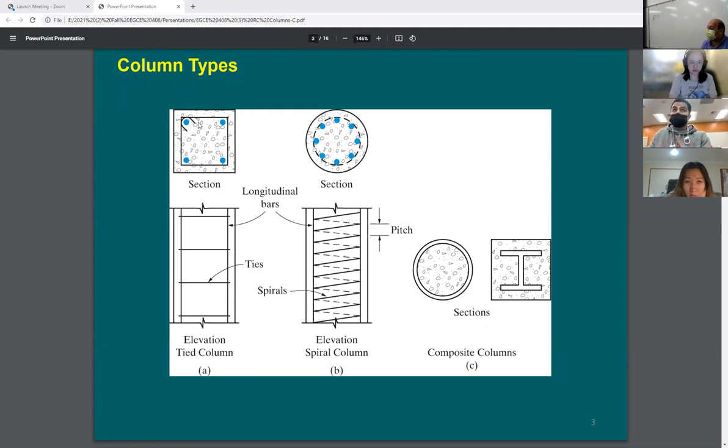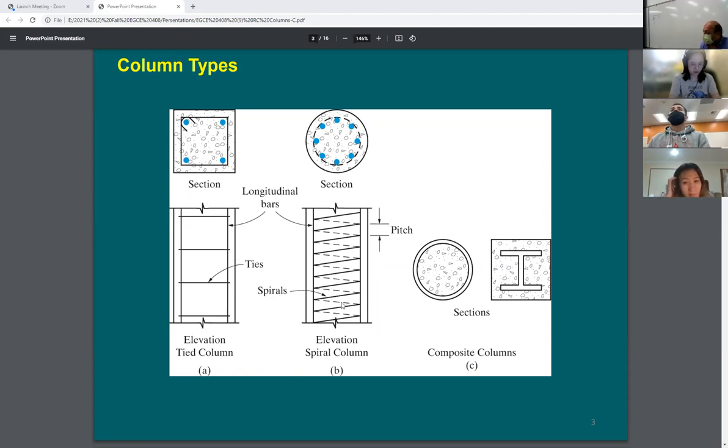And also, you can bundle rebars. You can put two rebars next to each other. We call them bundled bars, right? You can add here a couple of bars. Why do we call them tied columns? Because when you look here at the ties provided, you're going to see that there is a certain spacing. So the spacing here will be S, spacing of the ties.